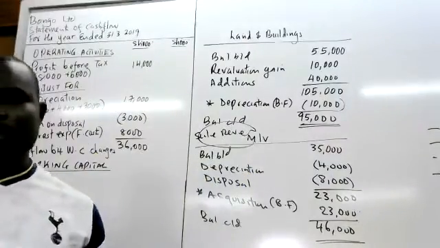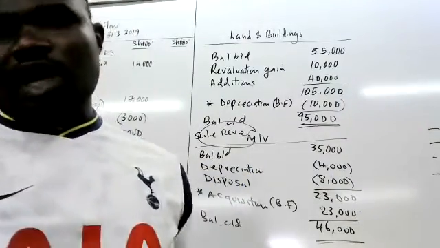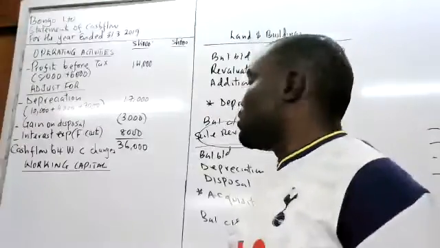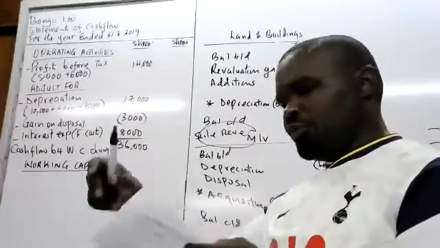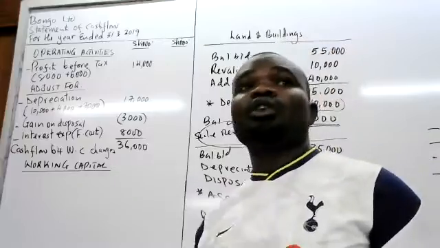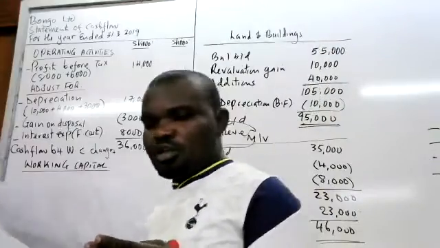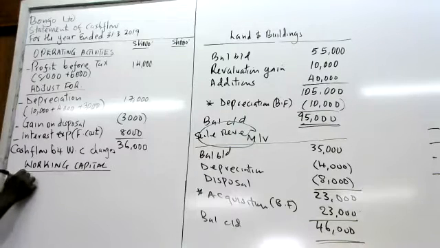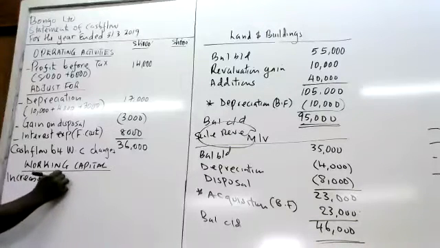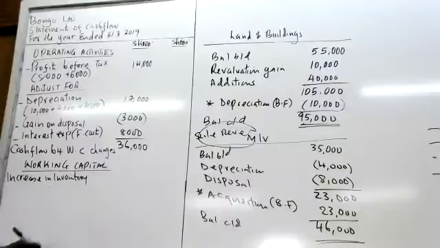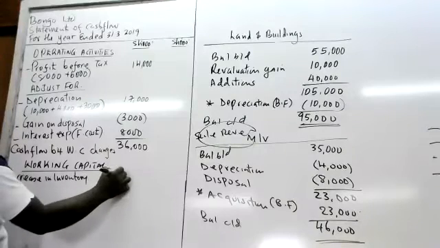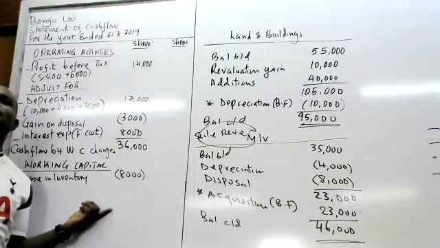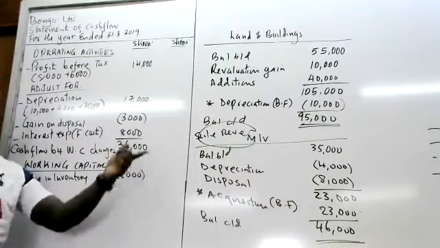Stock, debtors, trade creditors, those are working capital. So stock, the inventories: increase or decrease? Increase. So increase in inventory. Why are we less? Increase in inventory means you are buying stock, so cash out. So this is cash out.